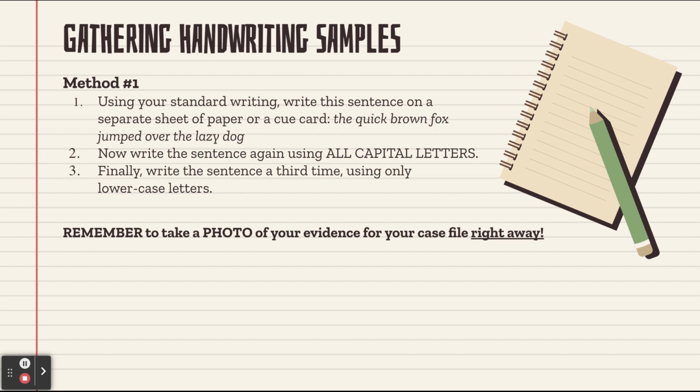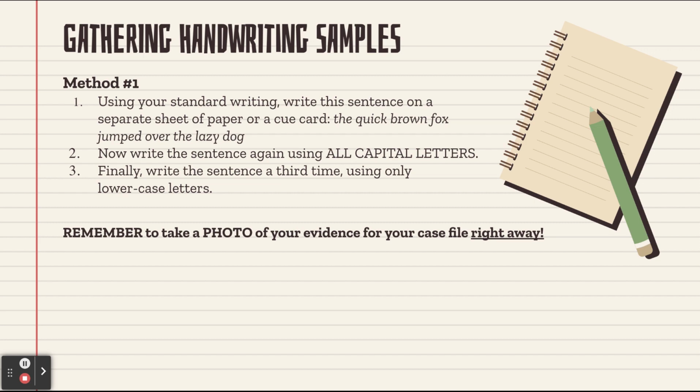You'll start by using your standard writing. Write this sentence on a separate sheet of paper or a cue card. The quick brown fox jumped over the lazy dog. Now, you're going to write the sentence again using all capital letters, and then one more time using only lowercase letters.